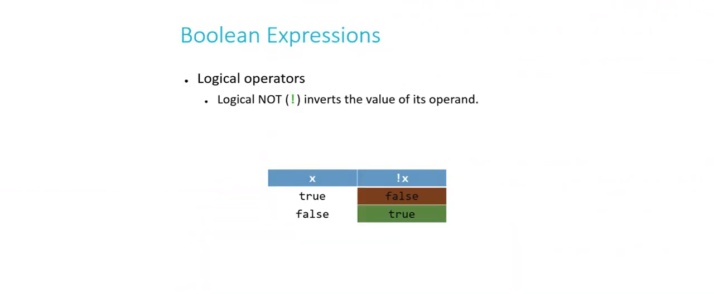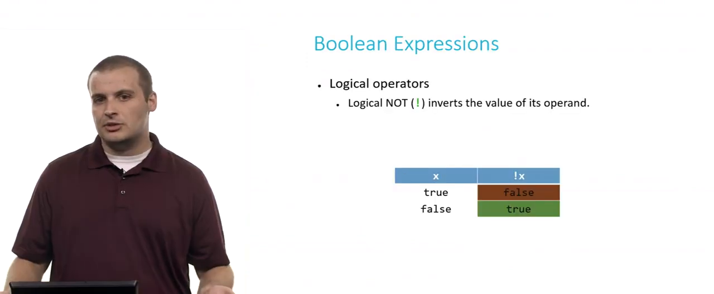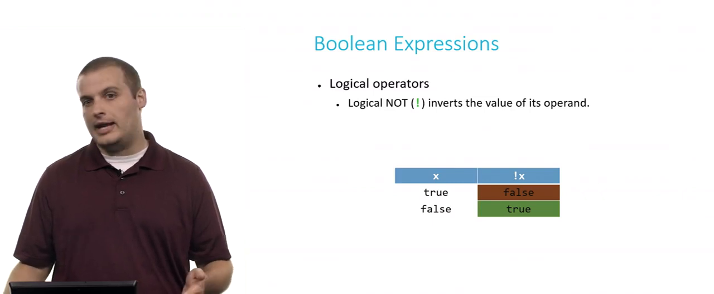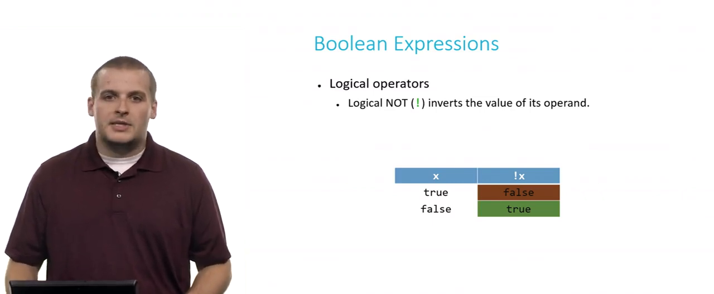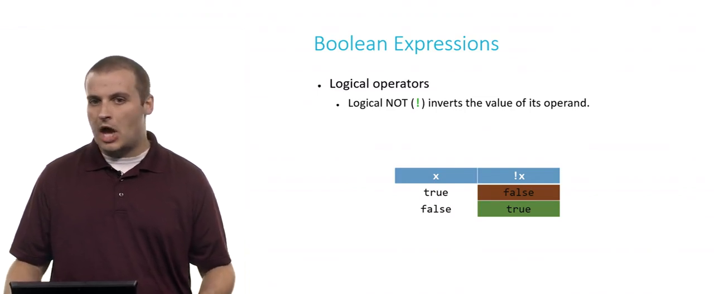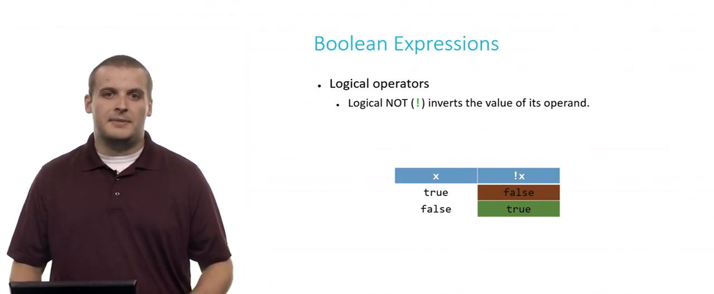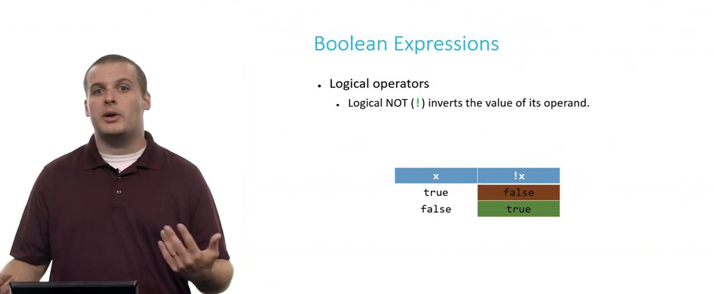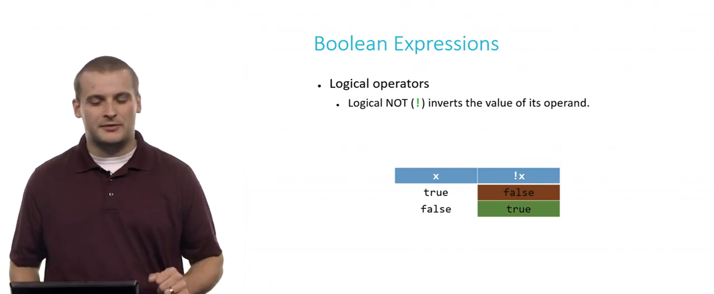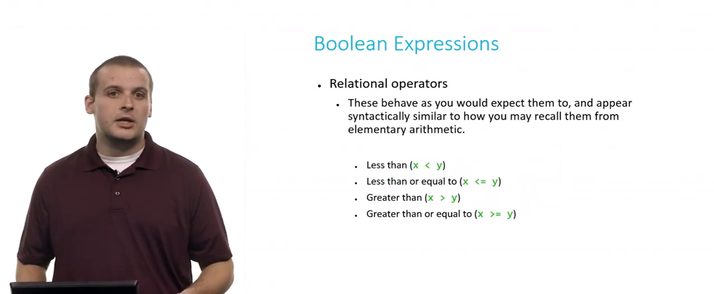The final logical operator is not, and not's pretty straightforward. It inverts the value of its operand. If x is true, then not x is false. If x is false, then not x is true. Sometimes you'll hear this symbol pronounced as bang or exclamation or not. They're pretty much all the same thing, but in case you hear that spoken and you're not sure what that means, it's just the exclamation point, but sometimes it's called a couple of different things. All right, so that takes care of logical operators.